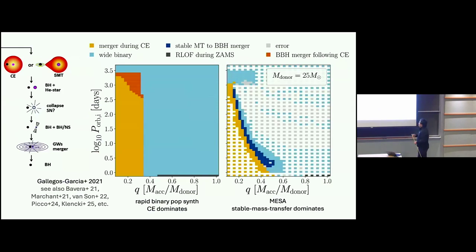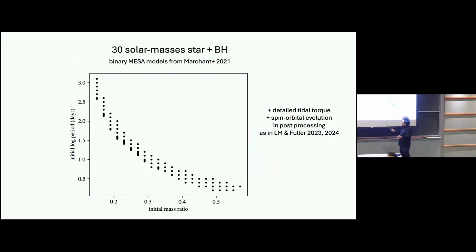However, now we have MESA and some more detailed binary mass transfer physics. If you do MESA models, you see there don't seem to be many common envelope events. So eventually you can only form binary black holes through this stable mass transfer channel that creates this part of the parameter space, which is like a banana shape here. This is the thing I'm going to focus on because I think it's more likely. Another reason is that I already did this calculation before.